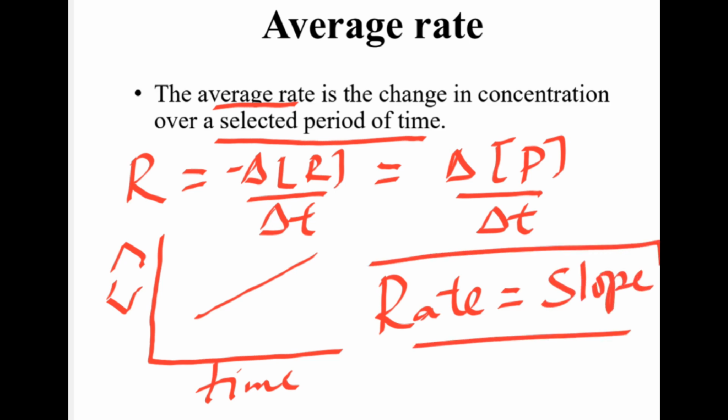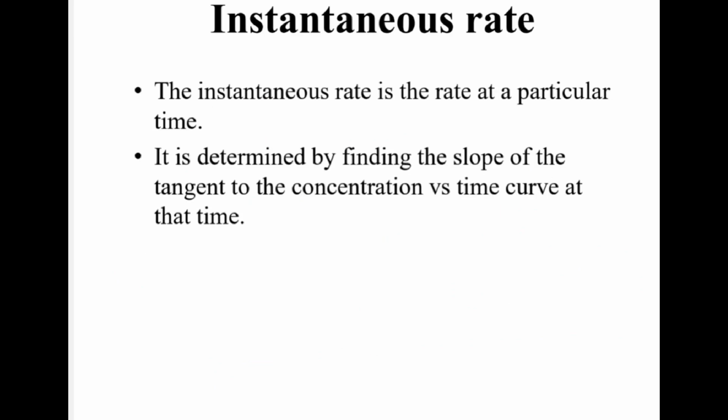So this is very important. Instantaneous rate is the rate at a particular time. So instantaneous means the rate at a specific time. And it is determined by finding the slope of the tangent to the concentration versus time graph at that time.